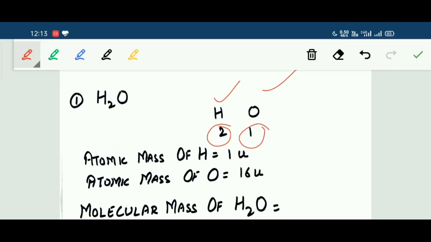And we already know that atomic mass of one atom of hydrogen is 1 u, and similarly atomic mass of oxygen is 16 u. That means mass of one atom of H is 1 and mass of one atom of oxygen is 16. Now we have to calculate the molecular mass of water.